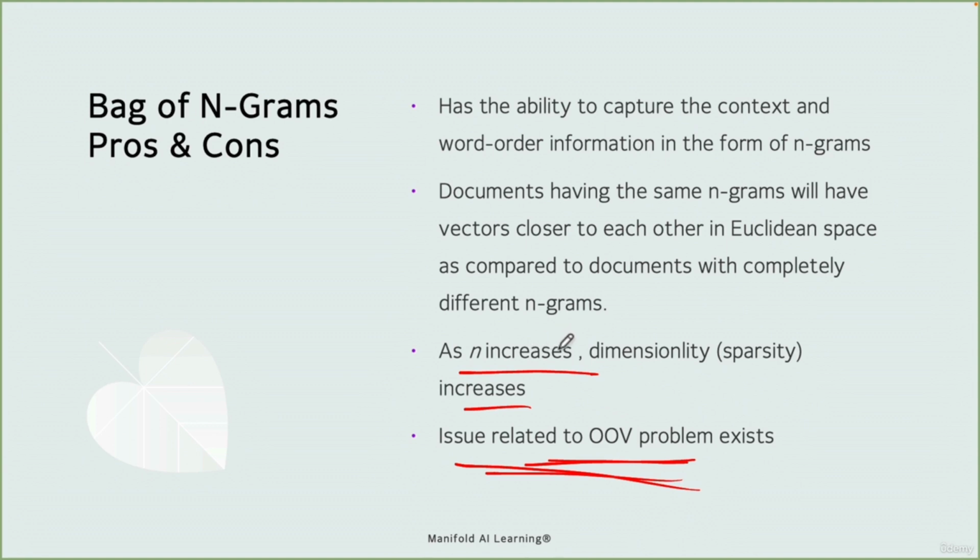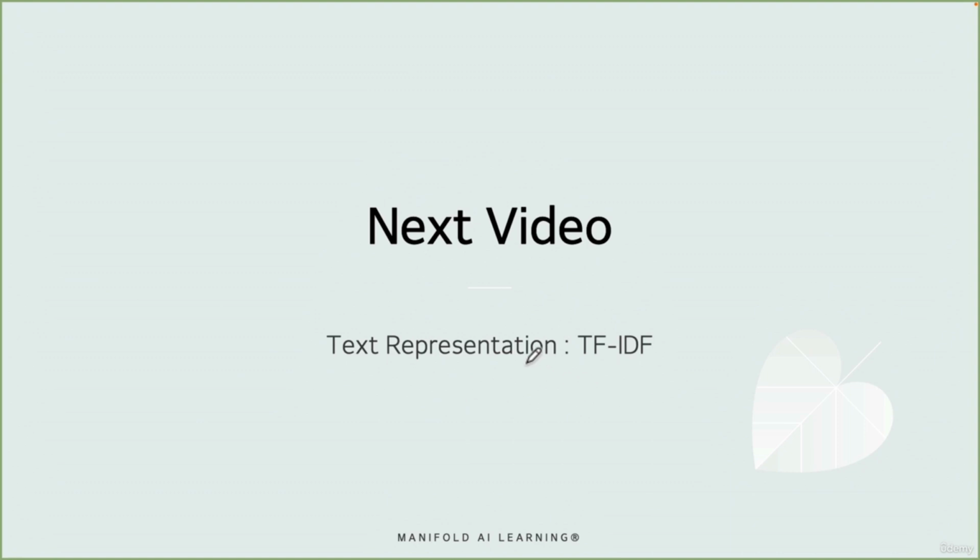One advantage over here is that documents which have the same n-grams will have vectors closer to each other in the Euclidean space as compared to documents with completely different n-grams. So these were some of the advantages and disadvantages of using the n-grams approach in the bag of words technique. All right, so with this, we come to the end of this video. In the next video, we will look into another text representation technique, that is the TF-IDF technique. So I'll see you next time.